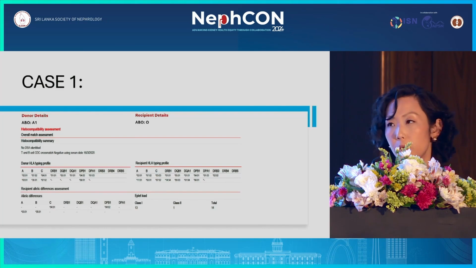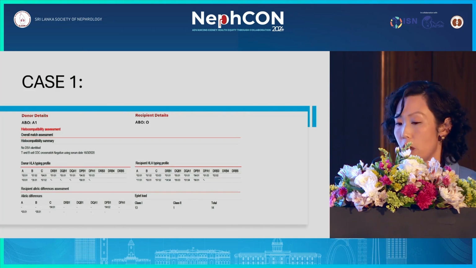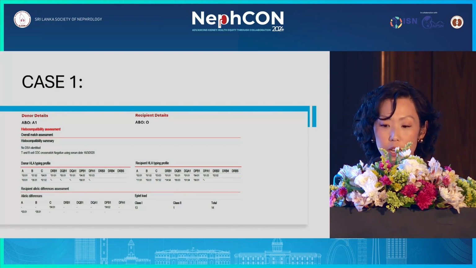And here the eplet load is given. 13 eplet mismatches at class 1, 1 class 2 eplet mismatch to give a total eplet mismatch load of 14. And we'll go through each of these elements shortly.